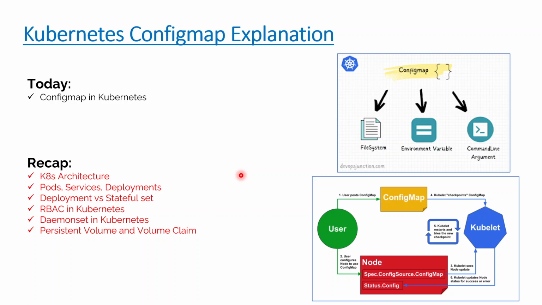Welcome to my channel. So, today we'll be talking about the config map understanding within Kubernetes. It's a very important aspect to deploy any applications, either using a Helm chart or deploying directly.